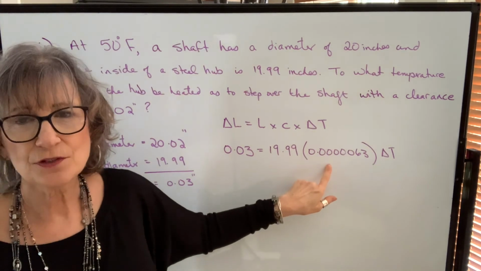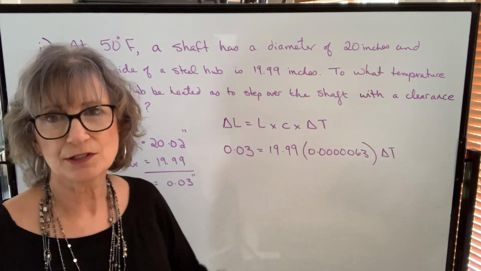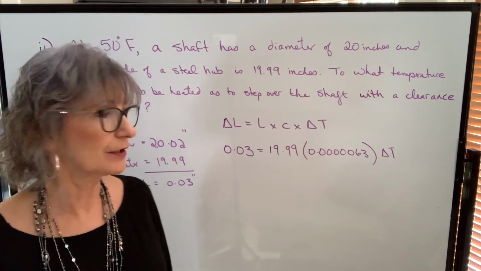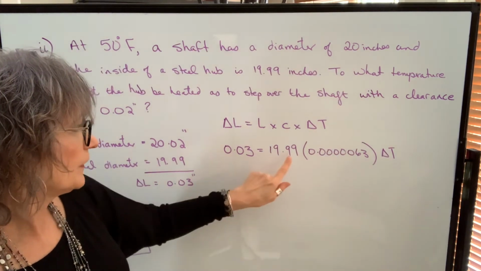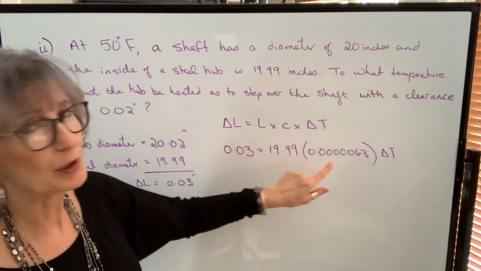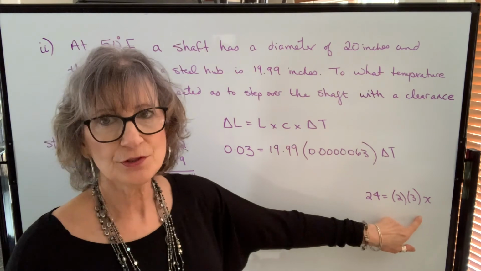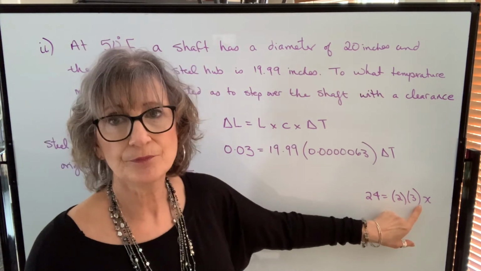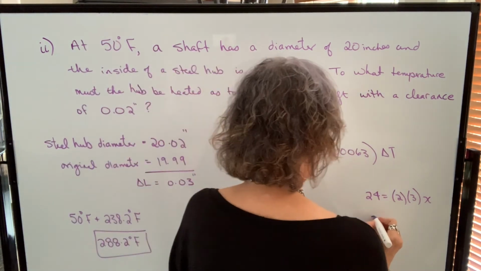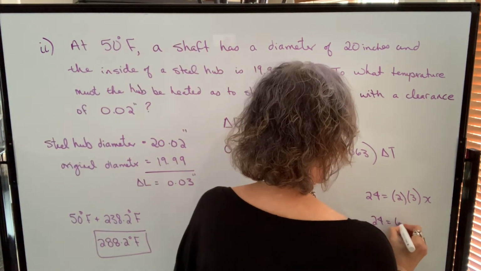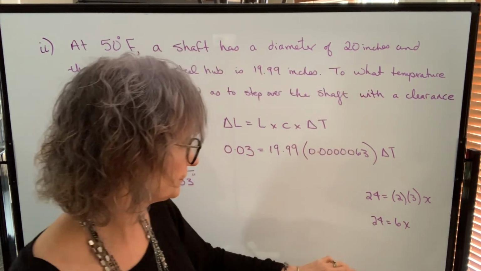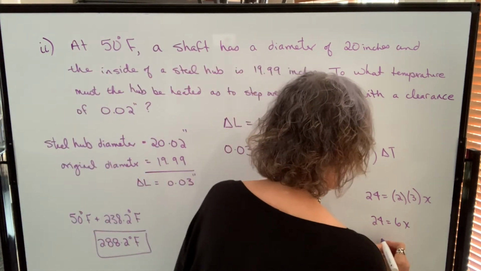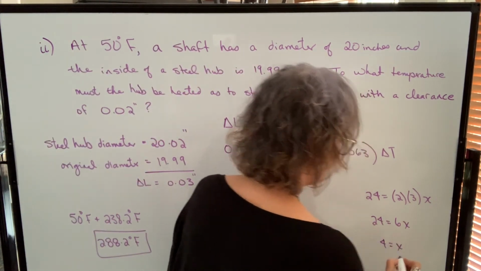The other way I could have solved this equation, and you might find this easier because then you don't need to use the memory function on your calculator, is you could have divided by each of these factors separately. It's similar to solving an equation like this. I could either multiply 2 times 3 and get a 6. So 24 is equal to 6x. And then divide both sides by 6 to get x equals 4.